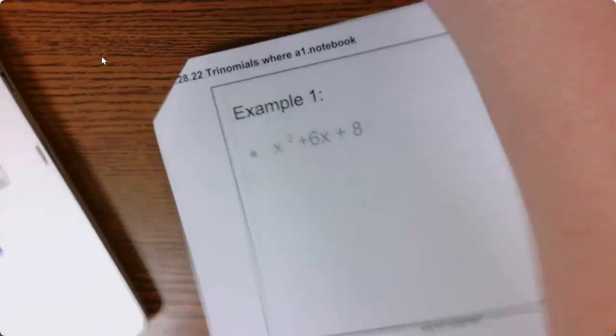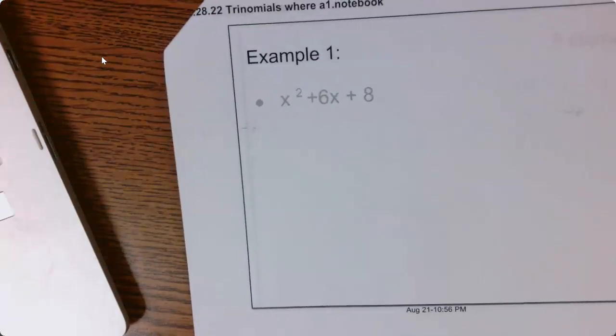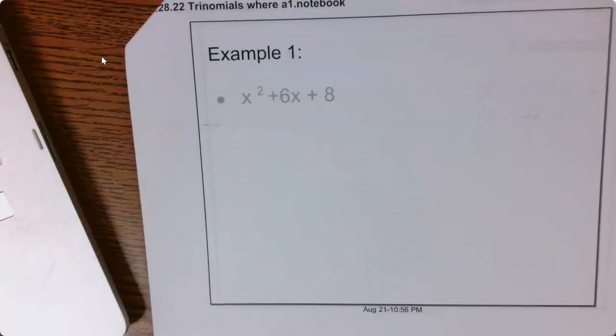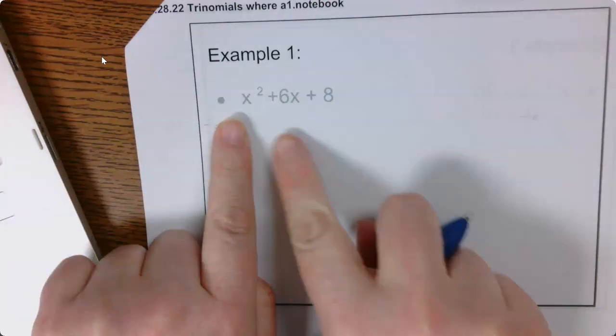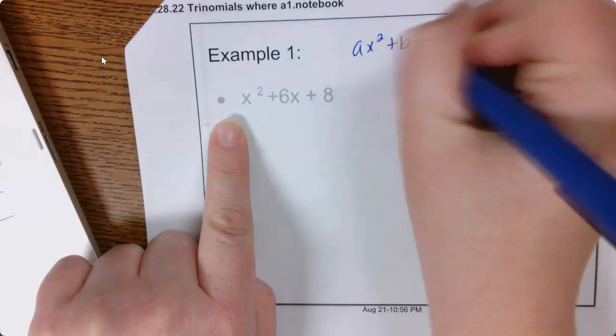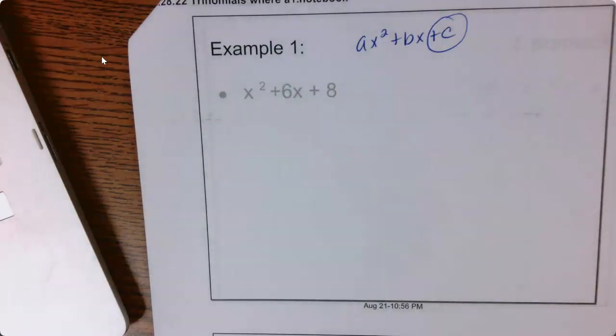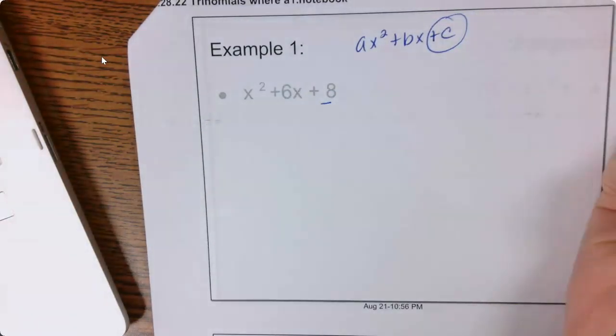Okay, so flip the page over. Example 1. We have x squared plus 6x plus 8. So remember, it's ax squared plus bx plus c. That is a basic quadratic, the standard form of a quadratic. What you're going to focus on to start out is that constant, that c value. In this case, it's 8.